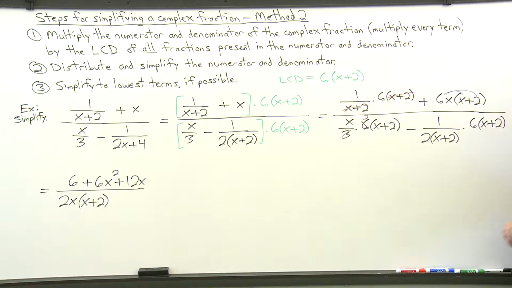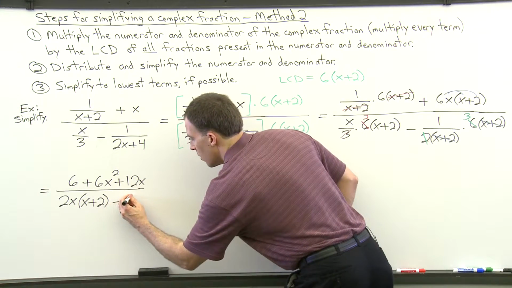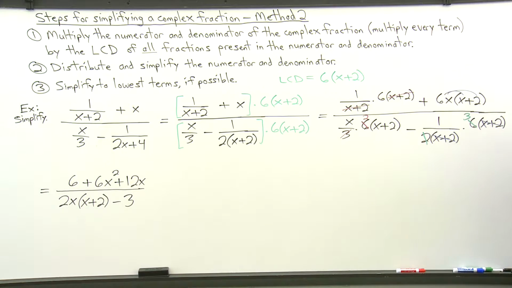And then minus, let's see here, 2 divides into 6 3 times, and our x plus 2's can cancel. So this last term becomes 1 times 3, which is just 3. So minus 3 there. Okay, so we've simplified the numerator and denominator a little bit.